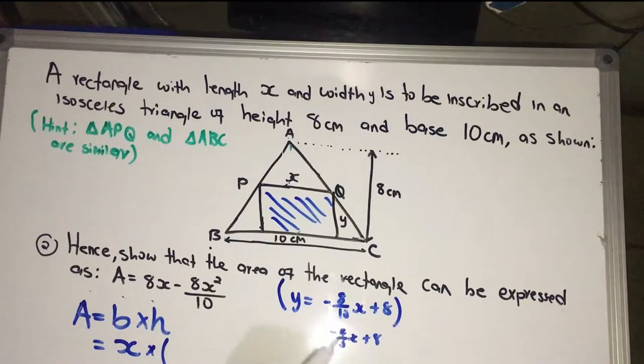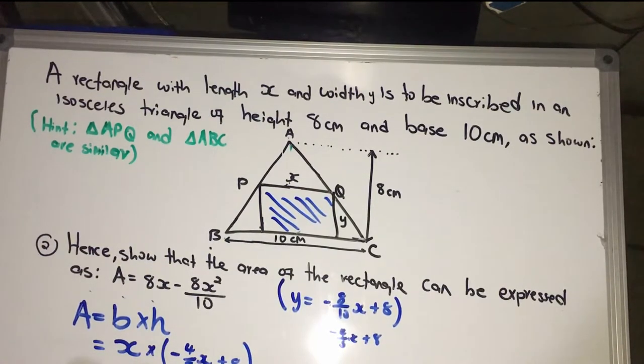Okay, look at this: minus 4 over 5, and then what will I pick? I want to express it as 8 over 10, but it doesn't really matter. So we get minus 4 over 5 x plus 8. Okay, so I multiply throughout.